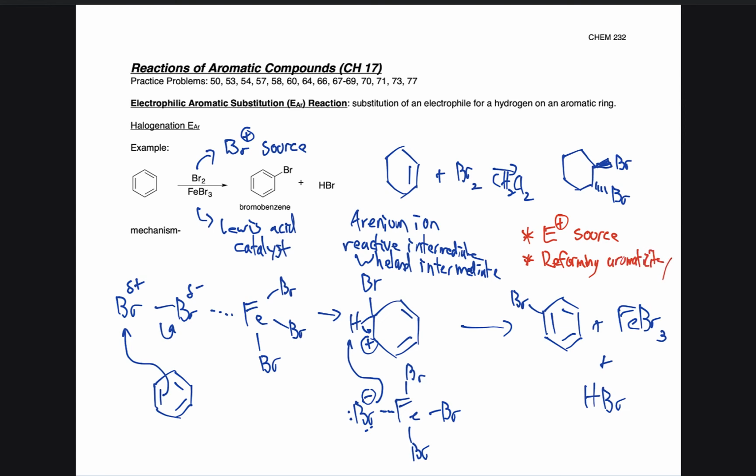Because once we get to that intermediate, we really want to drive the reaction forward to get to the final aromatic product. Okay? And we can also do the same general reaction here with Cl2, as well as iodine, right, with some sort of Lewis acid catalyst. Same mechanism, same everything. And in general, all these mechanisms are going to be the same for further reactions too.